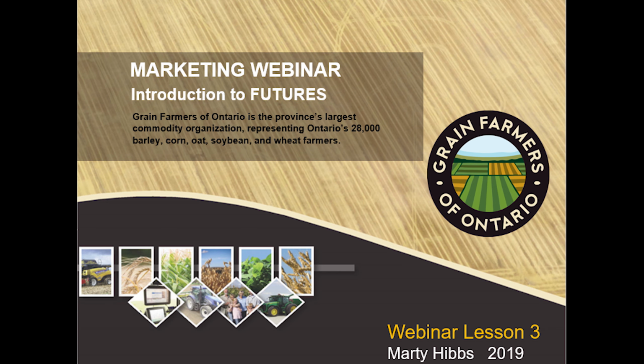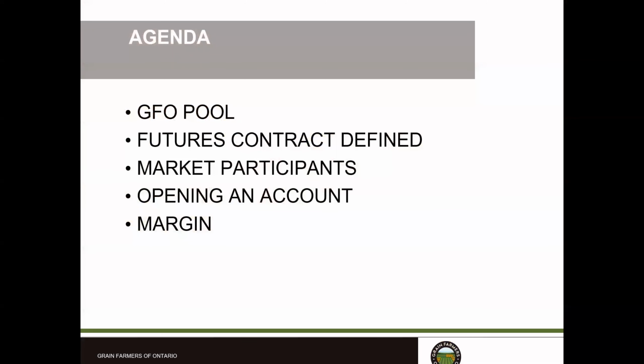We're hoping to cover a bit of ground today. To begin with, we're going to look at the pool, which we didn't really clarify the last time we spoke. I want to explain a little bit more about the pool. Then we'll move on to futures contracts defined. The market participants, because there are a few different market participants, and without them, this market wouldn't work. And then I'm going to walk you through opening an account with a brokerage firm or an account on your own, and we'll discuss margin. So that's quite a bit to cover today. And we can get started.